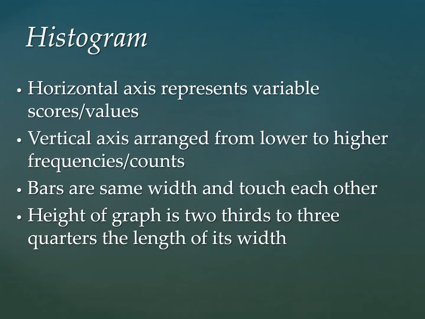Next, we'll look at histograms. This is what you use with interval or ratio data. It's a bar graph with touching columns. The horizontal axis represents a variable with scores and values. The vertical axis is arranged from higher to lower frequencies or counts. The bars are the same width and they often touch each other. And the height of the graph is 2/3 to 3/4 the length.